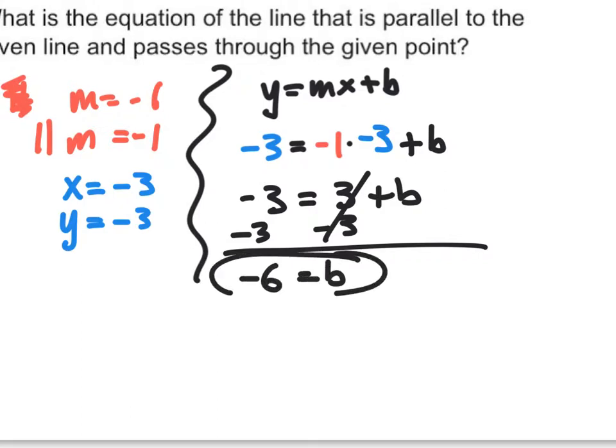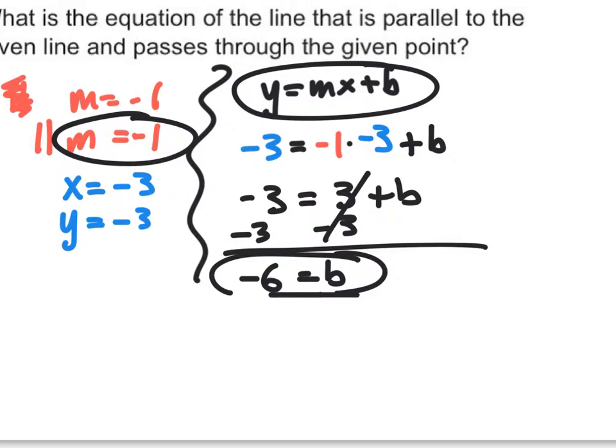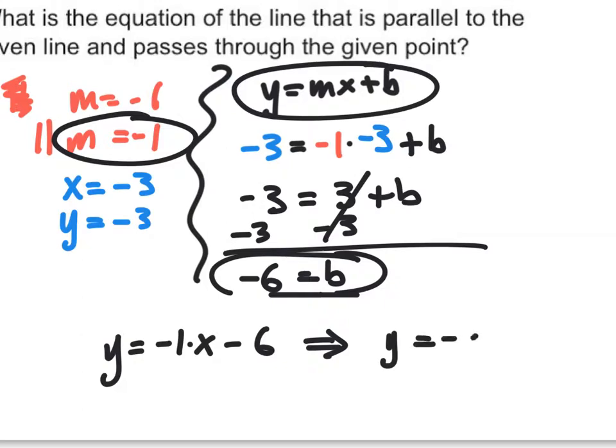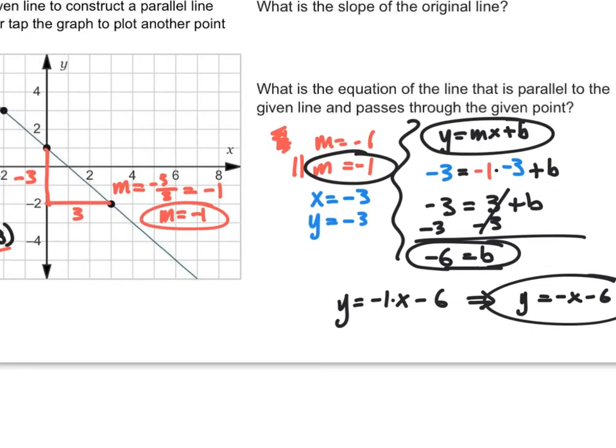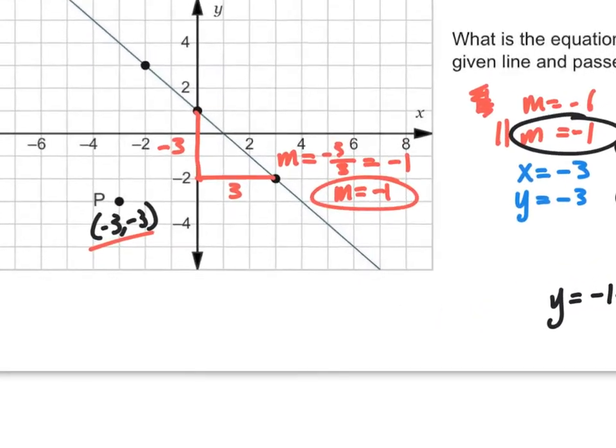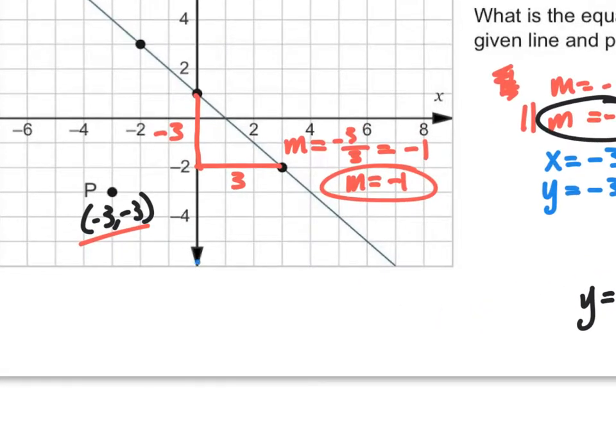Now that I have a slope and a y-intercept, I can just write my equation in the form y equals mx plus b. So I've got y is equal to negative 1x minus 6, and you could really write that as y equals negative x minus 6. That's fine too. And that's the idea, and here's that point, negative 6.